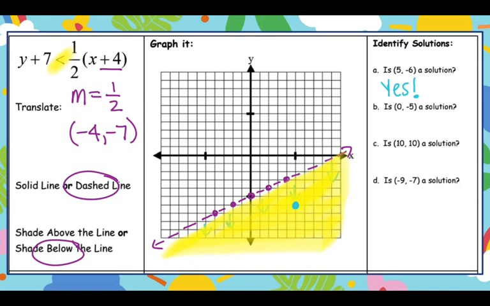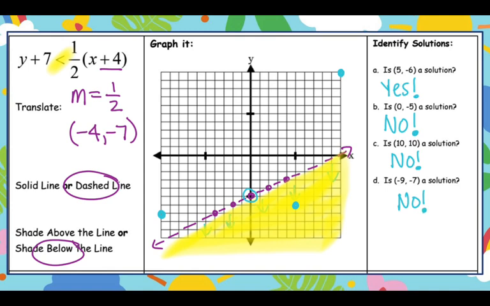0, -5 is this point right here. Now this point is actually on my line. But because my line is a dashed line and not a solid line, that means all of the points on that line are not solutions. So this one is a no. 10, 10 is over here in this first quadrant, not in the shaded area, so that's also a no. And -9, 7, let's see, -9, 1, 2, 3, 4, 5, 6, 7 is over here. Again, not in the shaded area, so that is also not a solution.